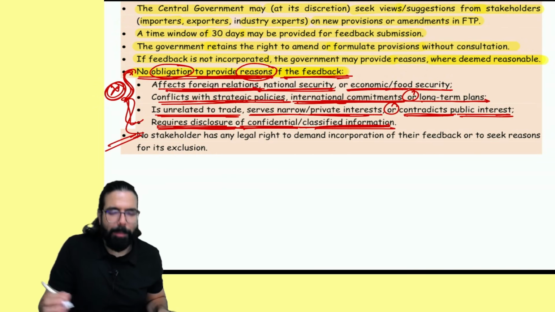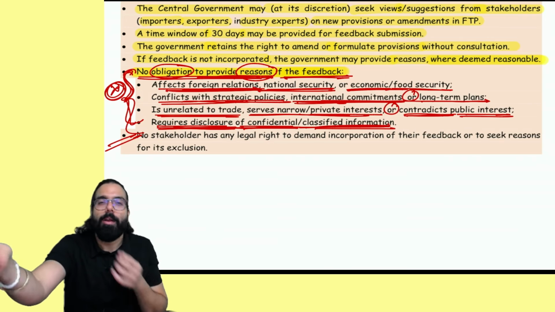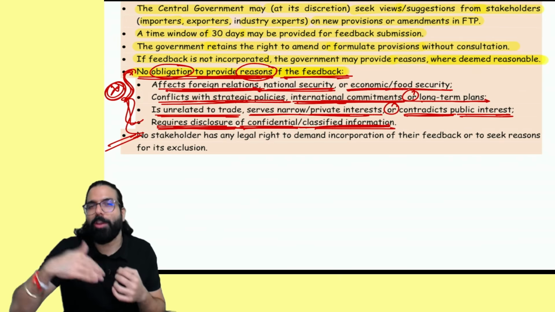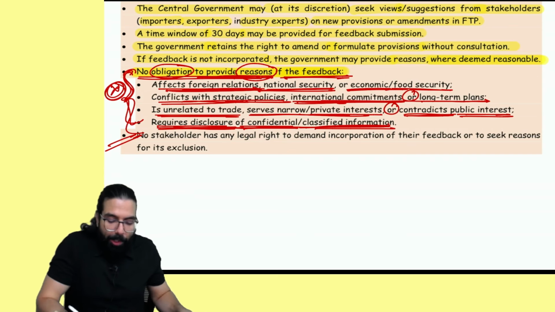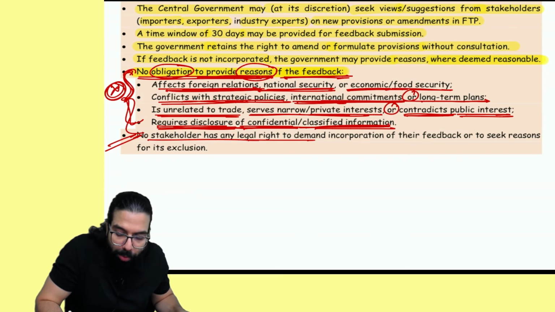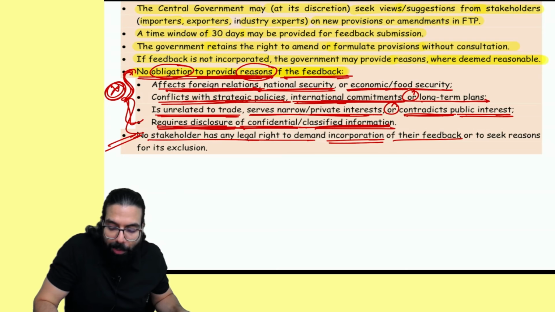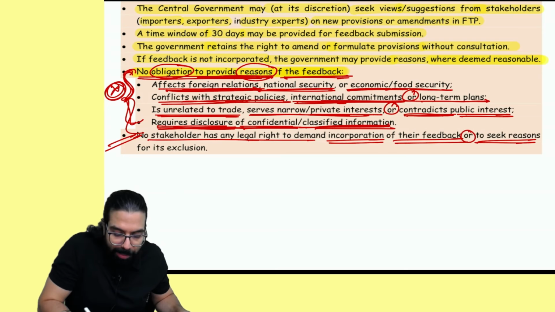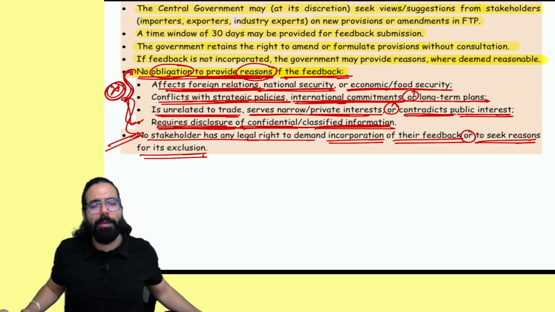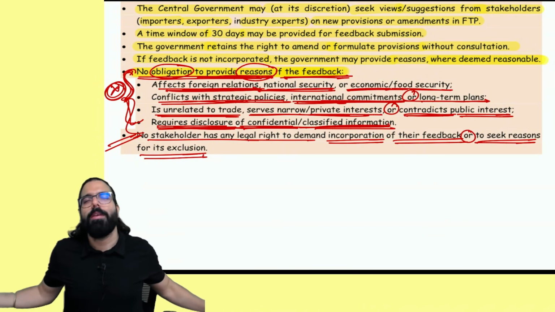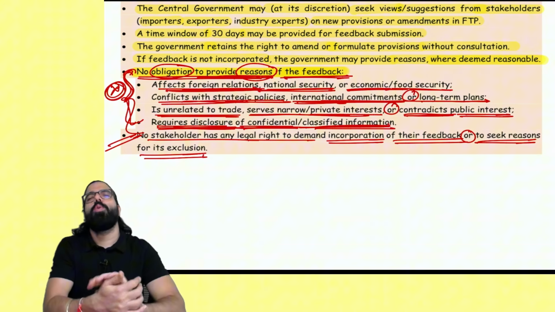And you know what? If government did not give the reason why your feedback was not incorporated or was not used to make the changes in the policy, no stakeholder has any legal right to demand incorporation of their feedback or to seek reason for its exclusion. Sir, I gave one feedback. Why did you not include it? You don't have any legal right to go ahead and ask that.